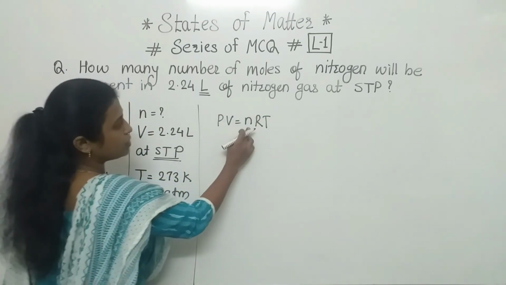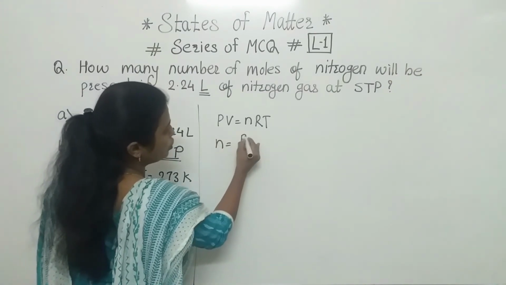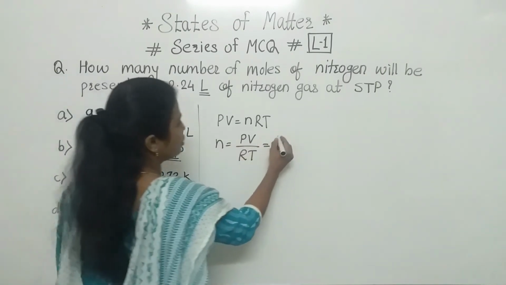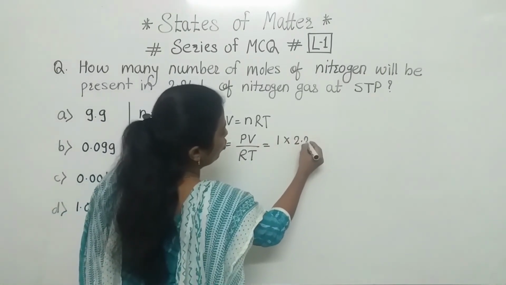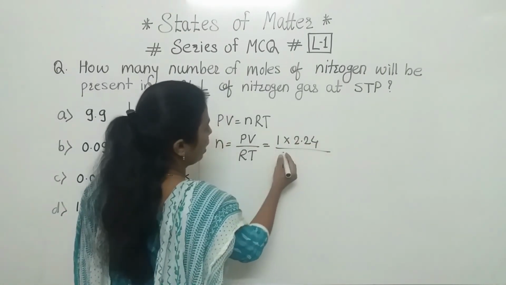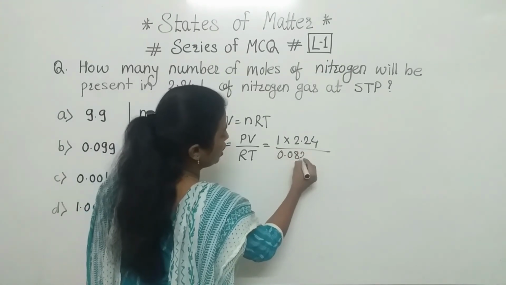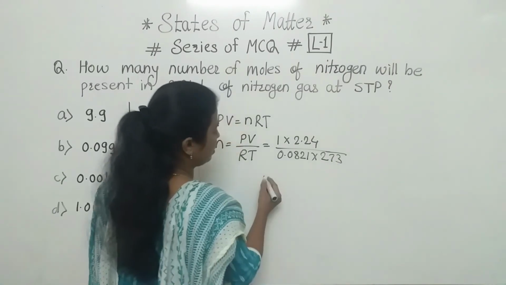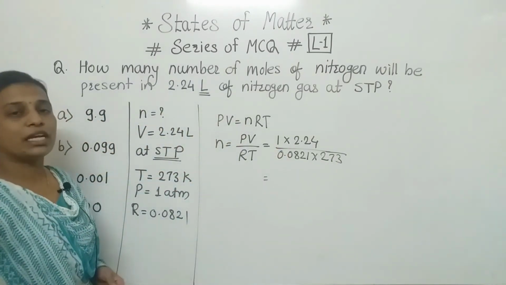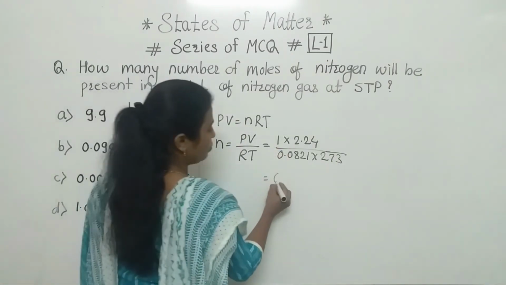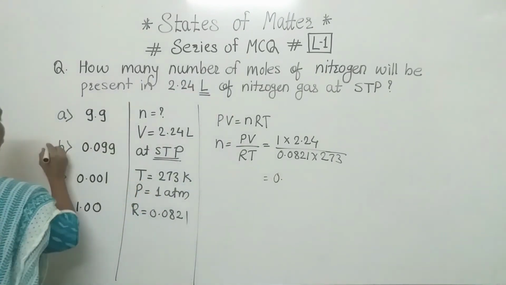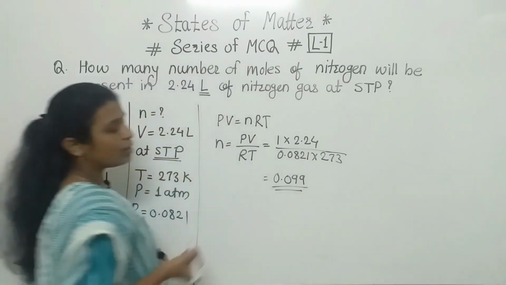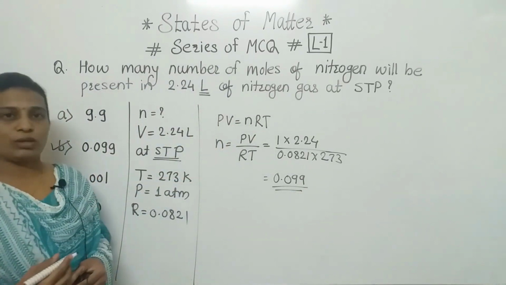Just we are modifying this formula: n = PV/RT. So n = pressure is 1, volume is 2.24, divided by R which is 0.0821, into temperature which is 273. If you calculate it, you will get the answer, which is 0.099, so option B, and that many moles of nitrogen gas will be there.